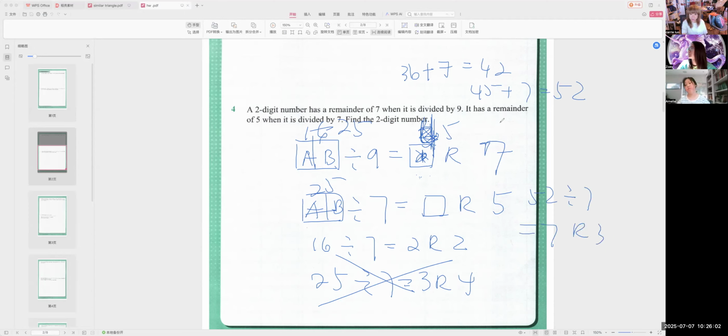Not right. Okay, so let's try 6. So 6 times 9 equals 54, plus 7 equals 61. 61 divided by 7 equals 8, 56, 61 minus 56 equals remainder 5. Yes, found it. So the answer is 61.